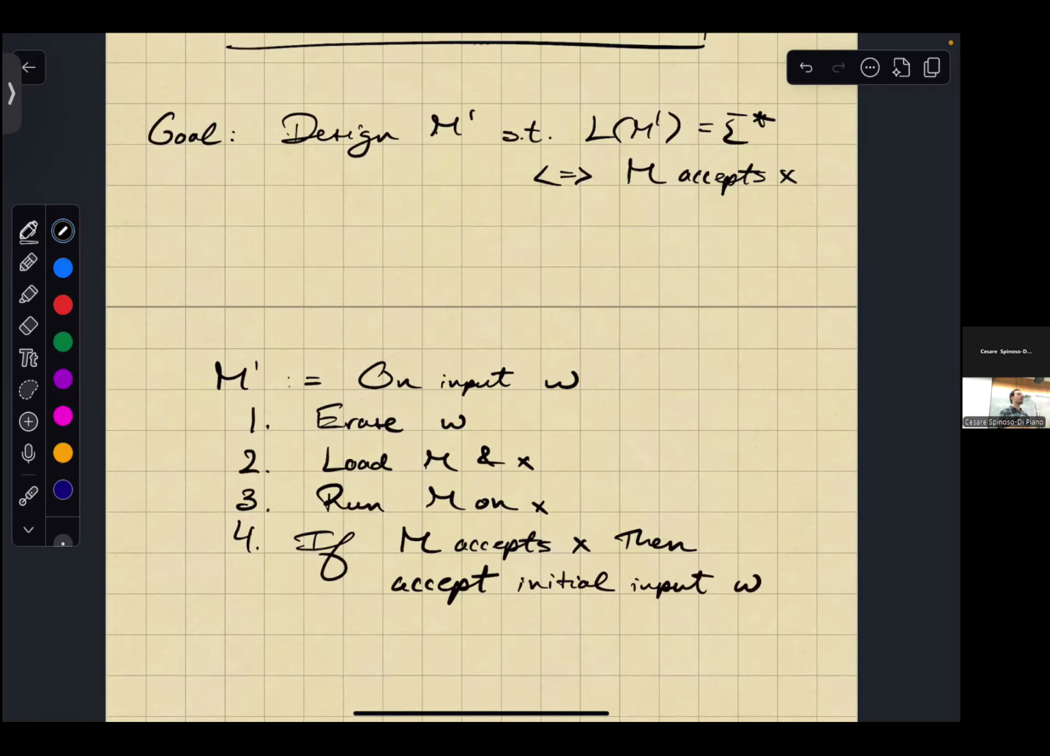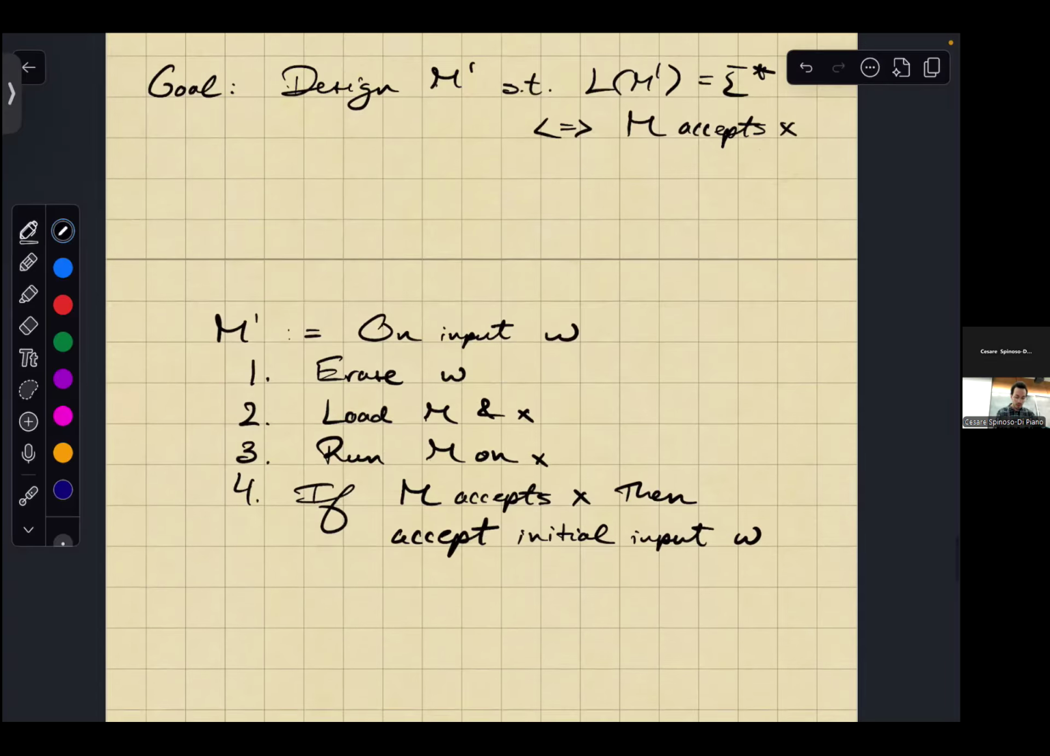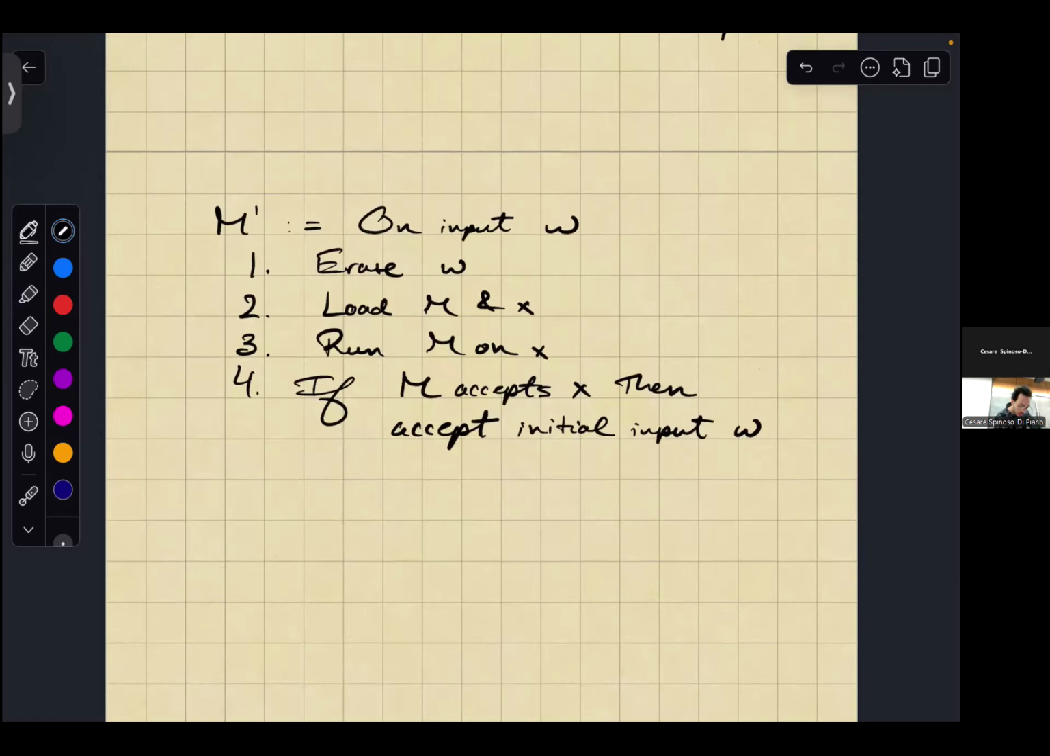And it doesn't matter that M prime erased W, because as long as M prime gets to an accept state, it doesn't matter what it did with the input. As long as it gets to an accept state when the input was at the very beginning on the input tape, that means it accepted W. So what does this mean if we analyze this a bit more? Let's look at the case where M accepts X.